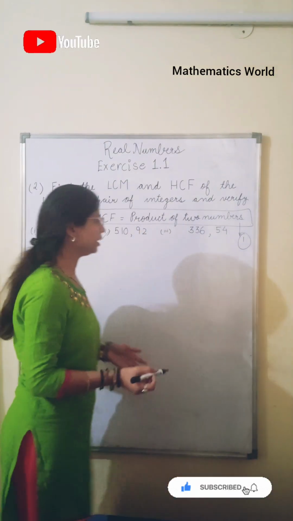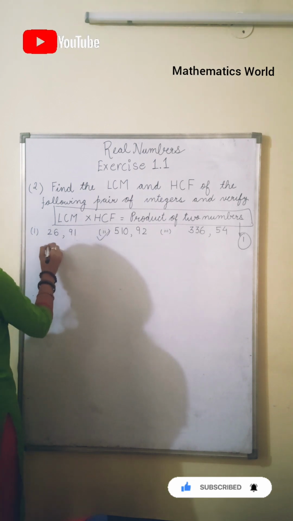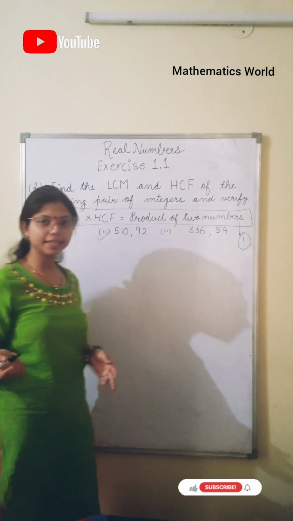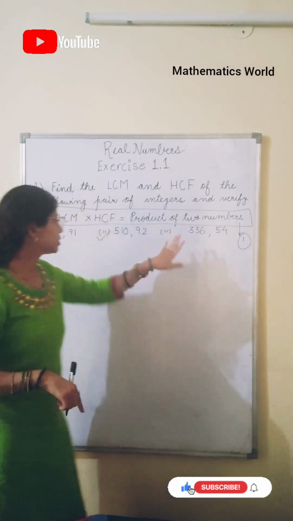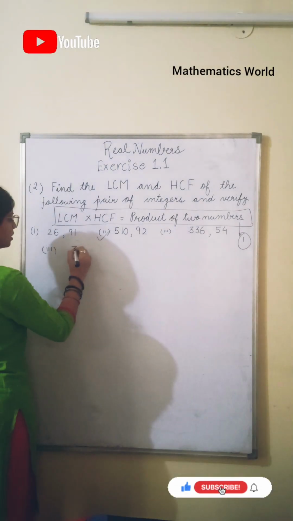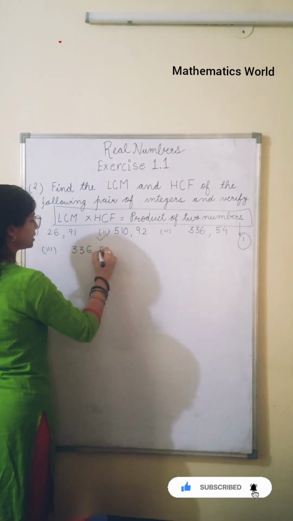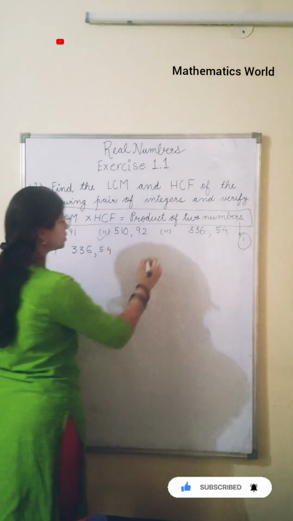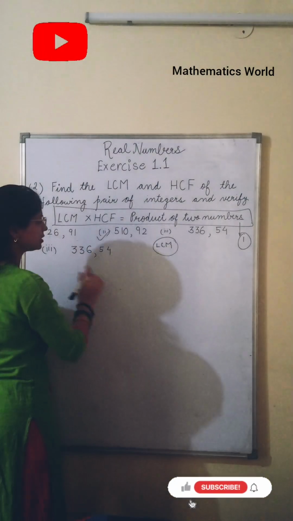The question is very simple. Firstly, you have to find out the HCF and the LCM as we have done earlier. Then you have to just verify this property. So our third part is 336. The numbers are 336 and 54. So let us find the LCM of both these numbers.